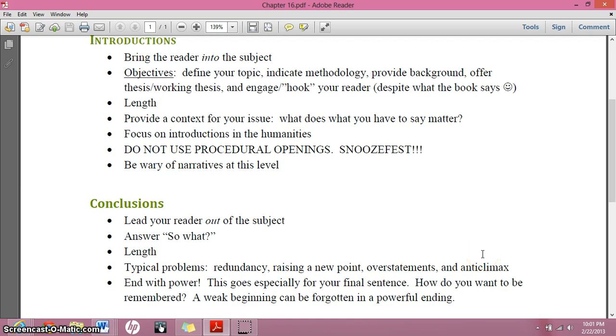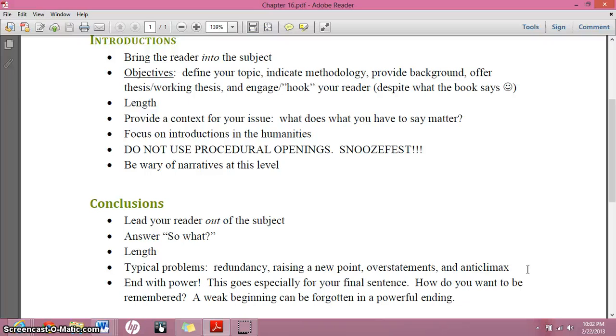And then don't be anticlimactic. That means that you've built up and done all this work just to fizzle out at the end. You don't want to fizzle out. You want to end with power. Especially your last sentence. You just want to give a final punch. And this is why I said earlier in the quarter not to end with somebody else's words by using a quote from a source. You want to end with power from you. Ending with a quote, to me, is anticlimactic. It's not a good way to end.